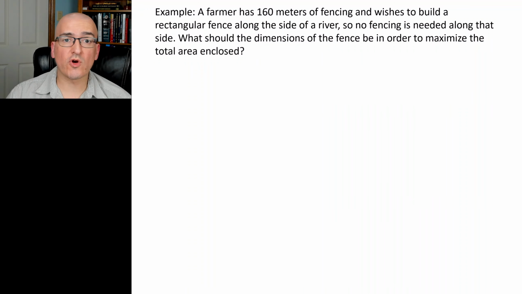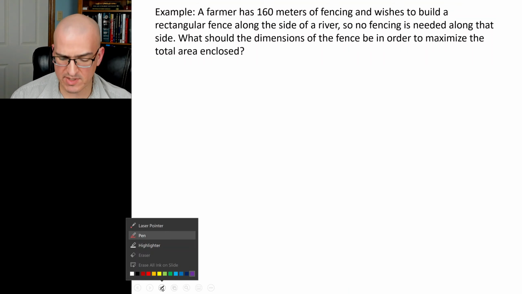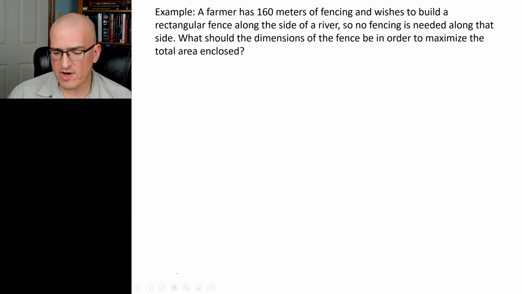I'm going to go through two word problems now that build on these optimization skills. The first one is a standard problem that you should have done in your previous calculus course. It's a fence problem. It may have been the first one that you did, or maybe the second one, because this is the one with the twist. Farmer has some fence, 160 meters of it, and wishes to build a rectangular fence along a river. This means that no fencing is needed along that side where the river is located. What should the dimensions of the fence be in order to maximize the area enclosed?